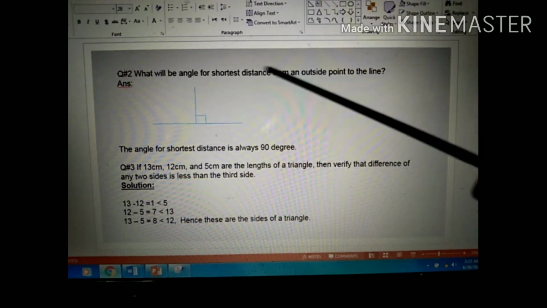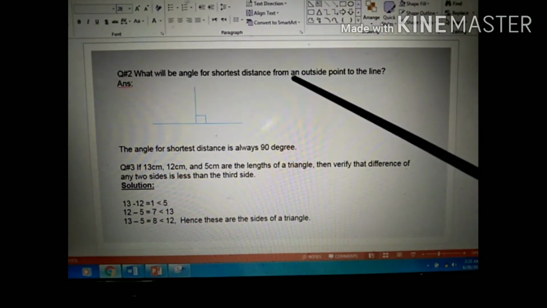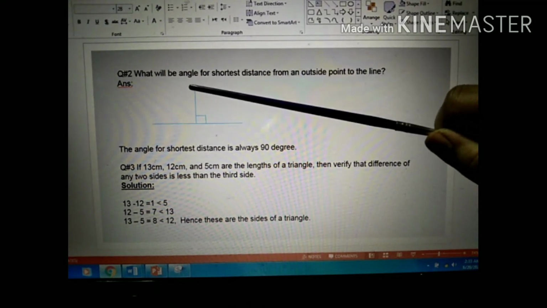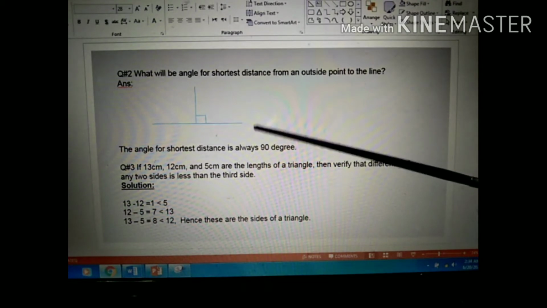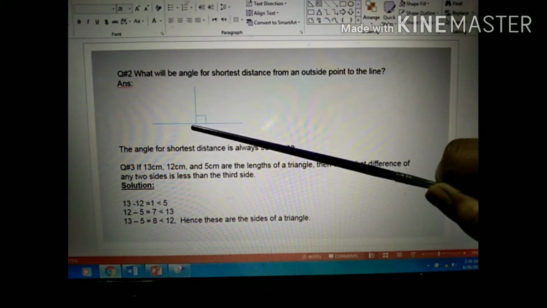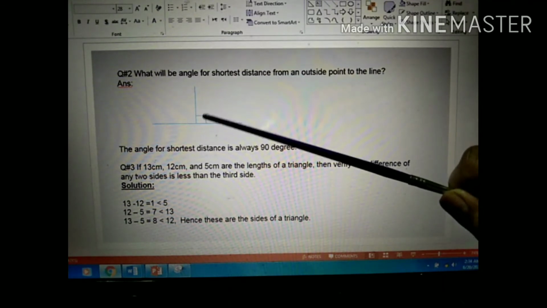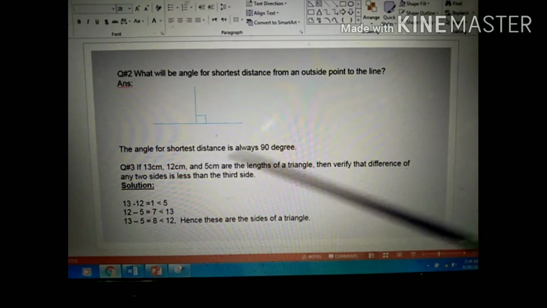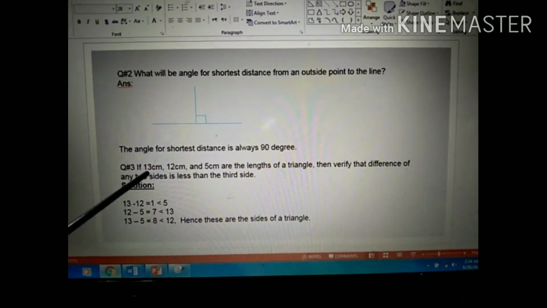Now question number 2. What will be the angle for the shortest distance from an outside point? If this is the outside point and this is the line segment, this will be the shortest distance if we have here which angle? 90 degree angle.